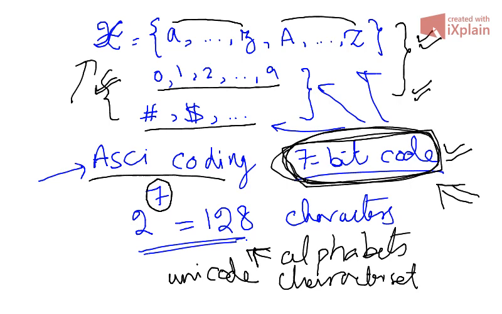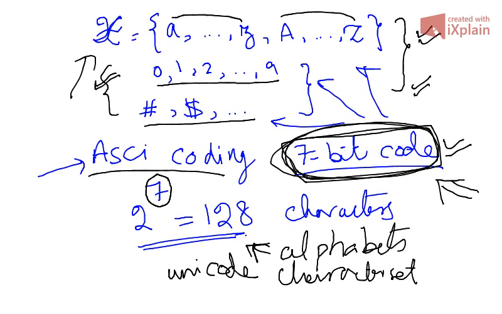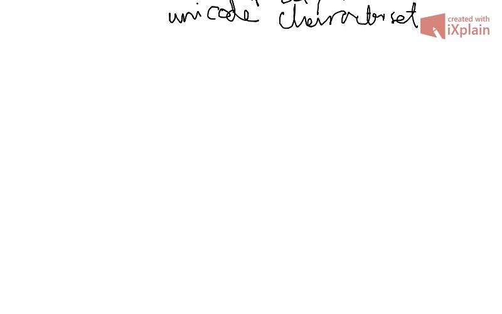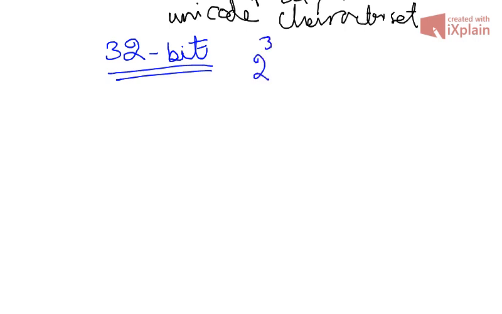The Unicode character set was introduced instead of ASCII coding for different international languages, and it is a 32-bit code, which means you can save 2 raised to the power 32 unique characters. If you observe this, 2 raised to the power 32 unique characters is a huge number.